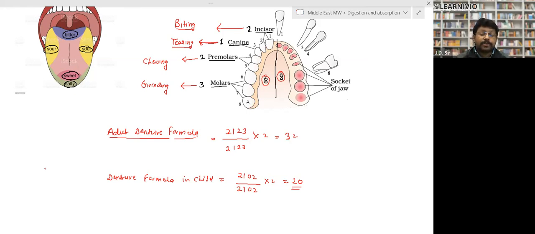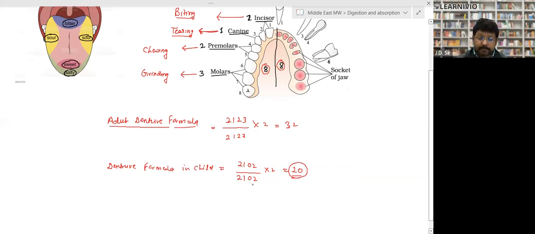So if someone asks you, I will dictate it. If someone asks you what teeth are absent in child, that was the question. It has been asked recently in 2017, 2019, many times, right? So premolars are the teeth which are absent in child. And again, molars are only 2 in number in child. So total it has 20 teeth. A child will have 20 teeth, but these 20 teeth will fall down after some time. And again, a human will get new teeth.